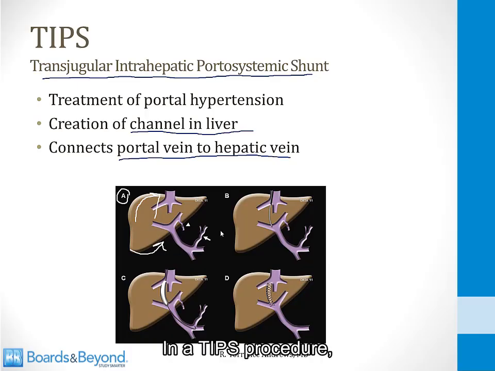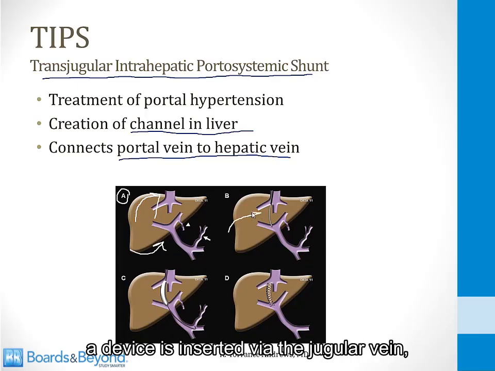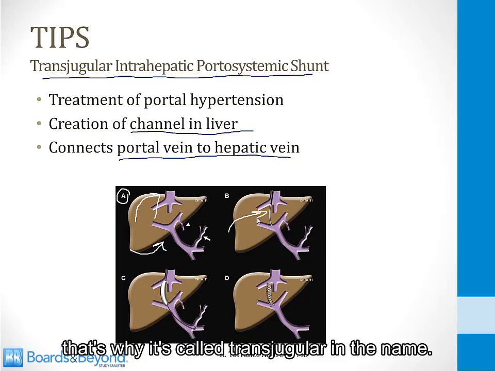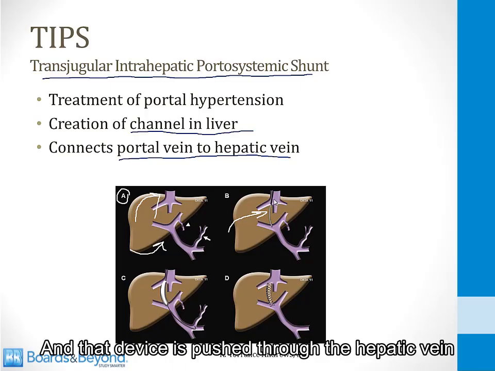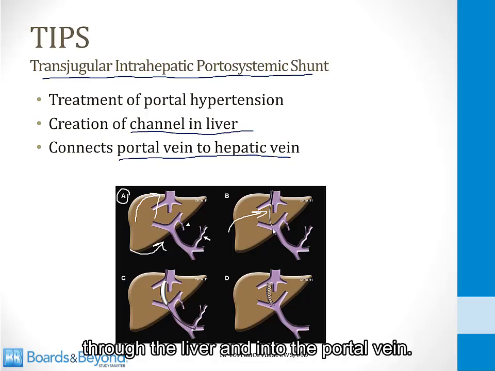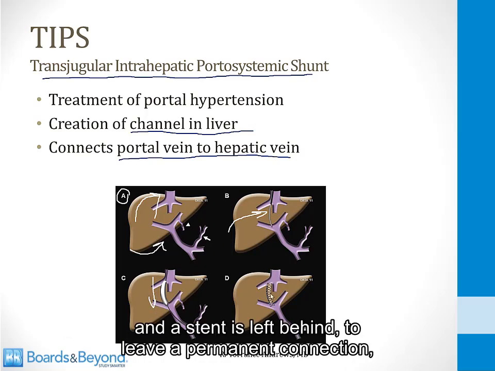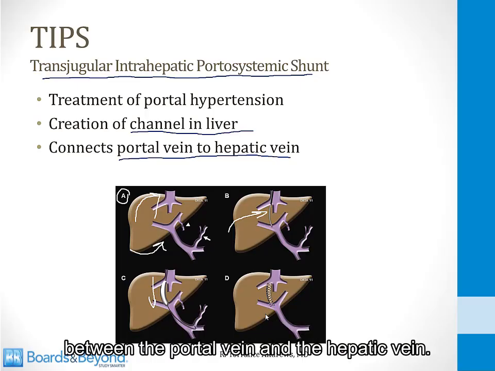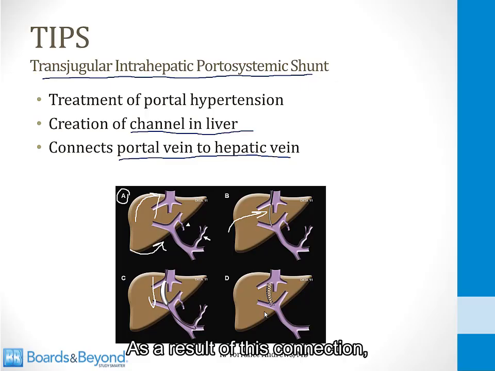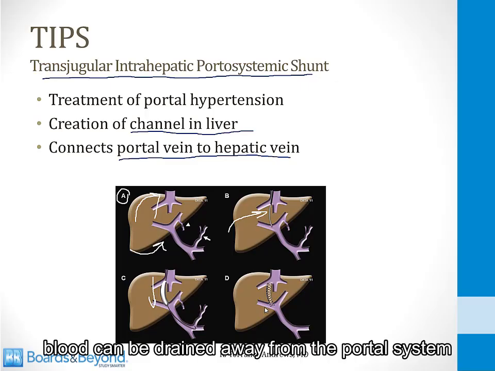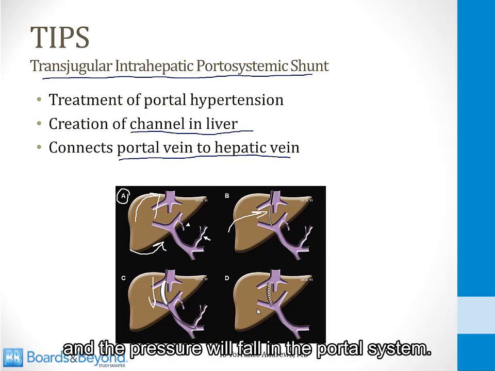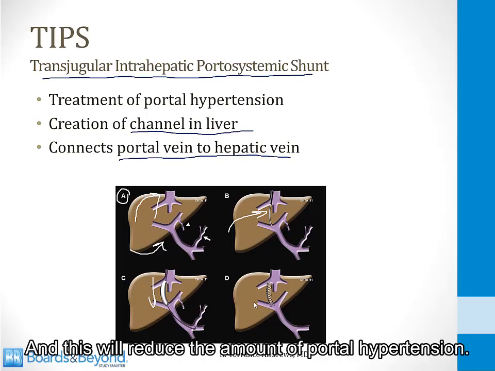In a TIPS procedure, a device is inserted via the jugular vein. That's why it's called transjugular in the name, and that device is pushed through the hepatic vein, through the liver, and into the portal vein. This creates a channel so that blood can flow between the two structures, and a stent is left behind to leave a permanent connection between the portal vein and the hepatic vein. As a result of this connection, blood can be drained away from the portal system, and the pressure will fall in the portal system, and this will reduce the amount of portal hypertension.